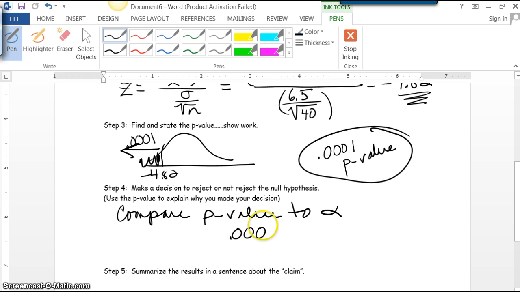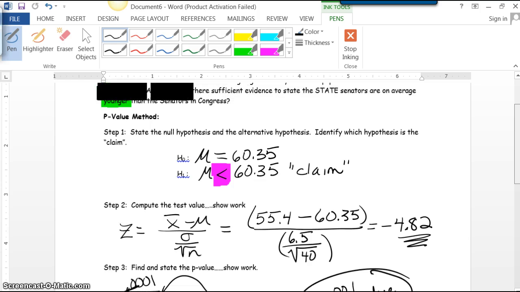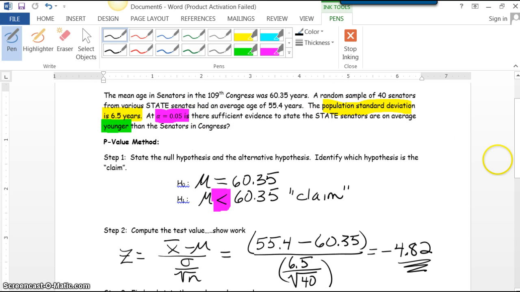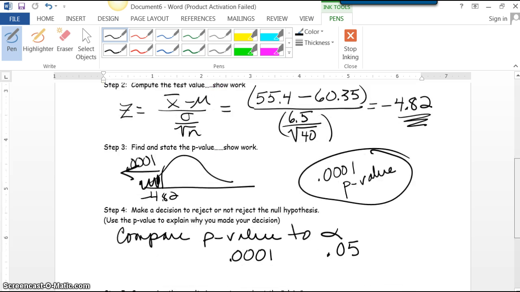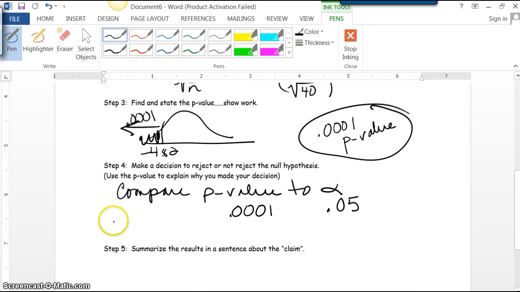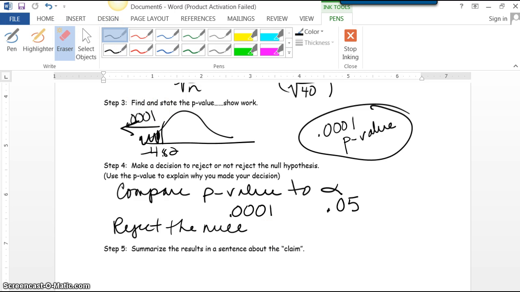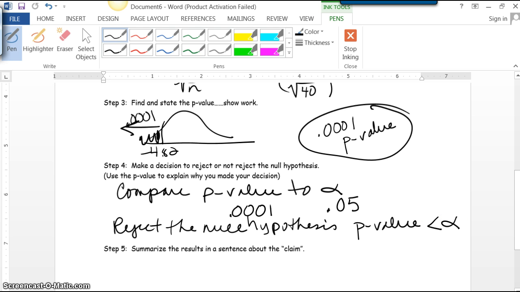So we're comparing this number to the alpha, which was 0.05. I got that from up above here, in this part of the problem right back here, 0.05. When the p-value is smaller than the alpha, you reject the null hypothesis. So we are going to reject the null hypothesis. Sorry, my handwriting went a little nuts there. We're rejecting the null hypothesis because the p-value was smaller than the alpha.